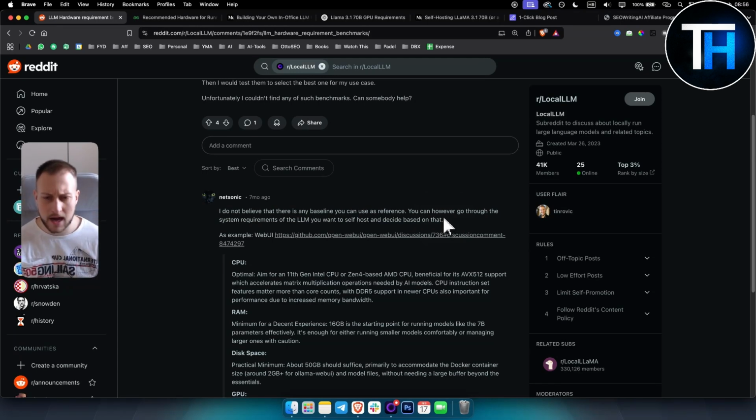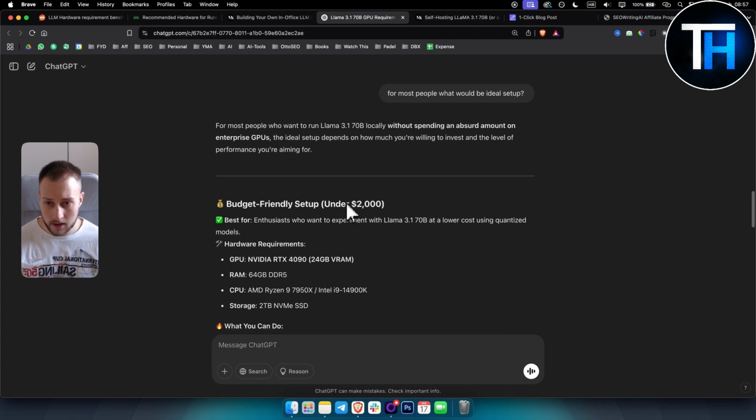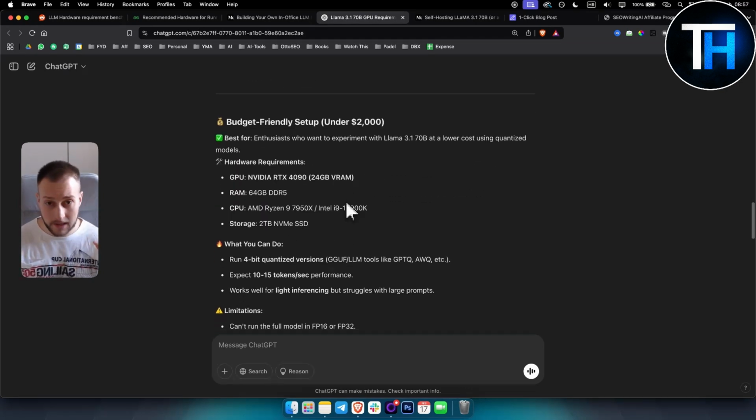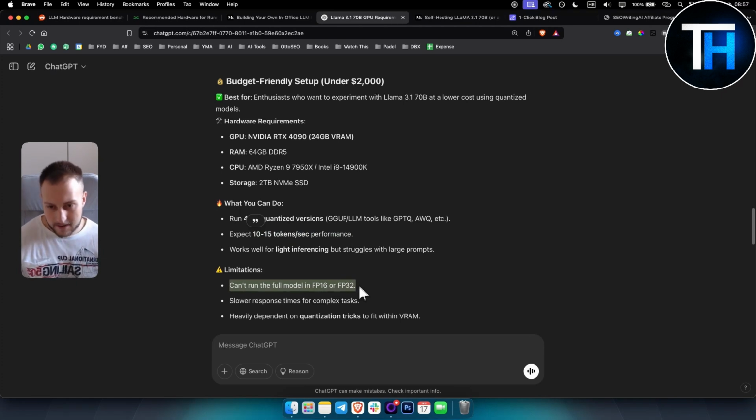So, for example, guys, I recently made a video on Llama requirements. If you want to run Llama locally, and more specifically, I'm talking about the Llama 3.1 70 billion parameter model, then this is the budget-friendly setup, as you can see right here. Hardware requirements: GPU, NVIDIA RTX 4090, 24 gigabytes VRAM, RAM 64 gigabytes, CPU, either Intel i9, which is my personal recommendation, and storage, 2 terabytes. You can pretty much run 4-bit quantized versions and expect 10 to 15 tokens per second. Some limitations are that you cannot run the full model in FP16 or FP32, and it also has slower response times for complex tasks. It's also heavily dependent on quantization tricks to fit within VRAM.